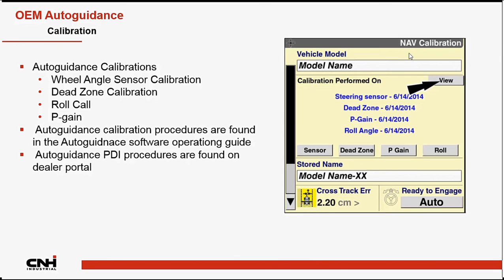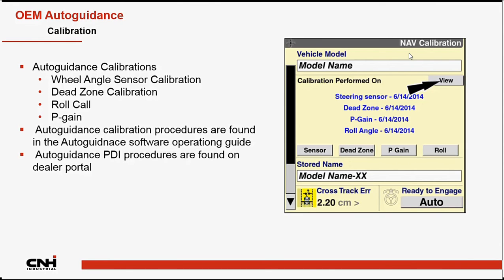And calibrations. We talked about a little bit of calibrations before. You got to start off with your wheel angle sensor calibration. This will learn the minimum voltage value, highest voltage value, and your center voltage value. Dead zone calibration also could be known as your spool calibration. It allows the tractor to figure out how much voltage that spool needs to get before it starts moving oil and how much oil it's going to be moving.